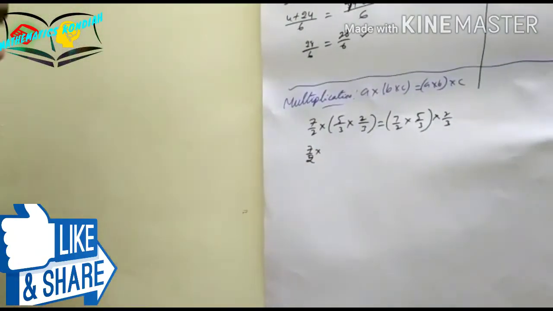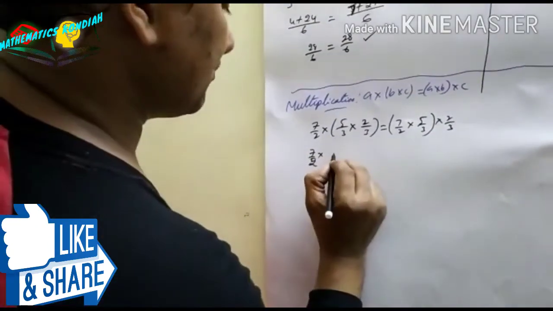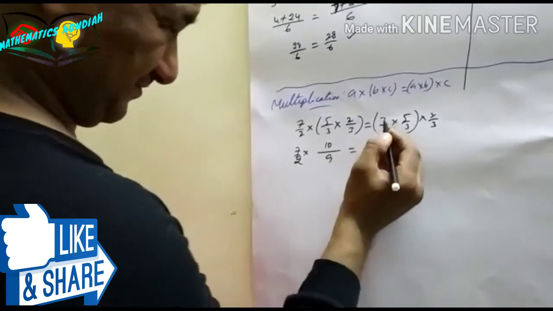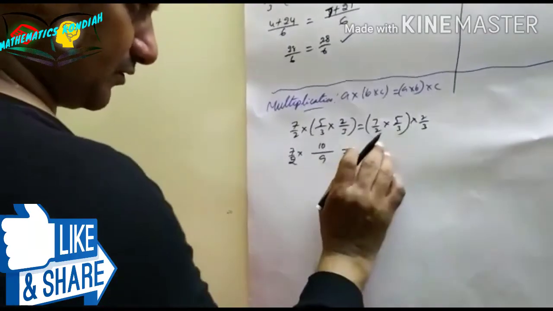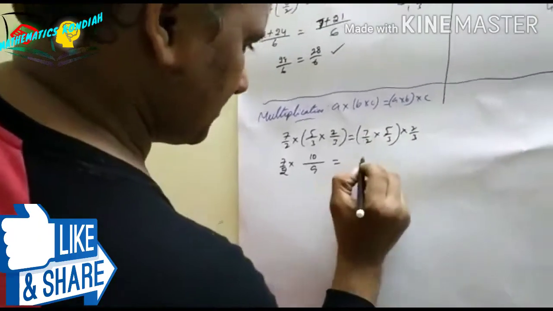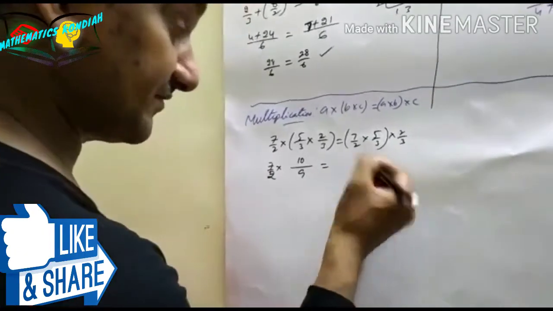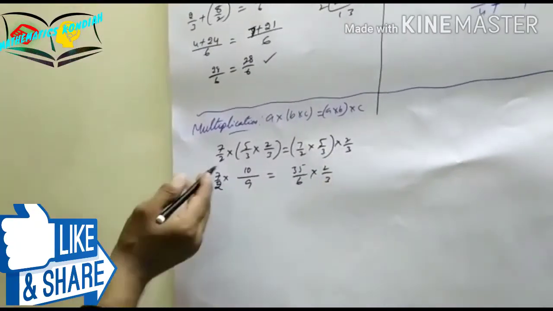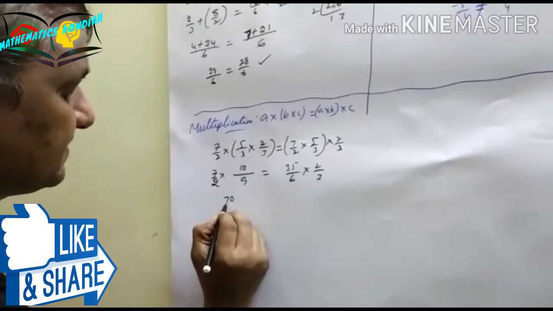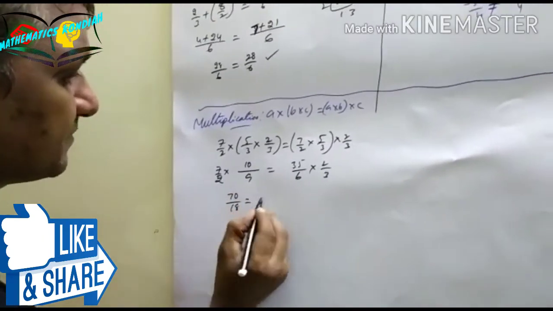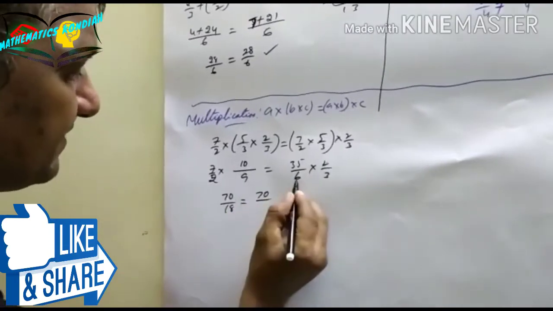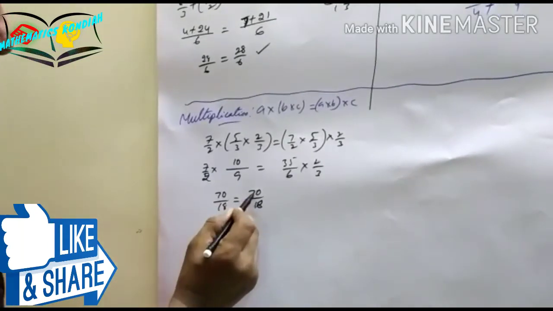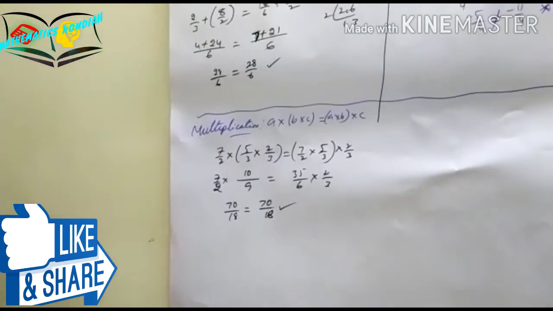Therefore, under multiplication of two fractions, two rational numbers, it is direct multiplication of numerators divided by multiplication of denominators. 5 into 2 is 10, 3 into 3 is 9. Therefore, 35 by 2 into 2 by 3: 7 fives are 35, 2 nines are 18, and on the other side 7 twos are 14, 3 sixes are 18. So, under multiplication, the associative property is satisfied.